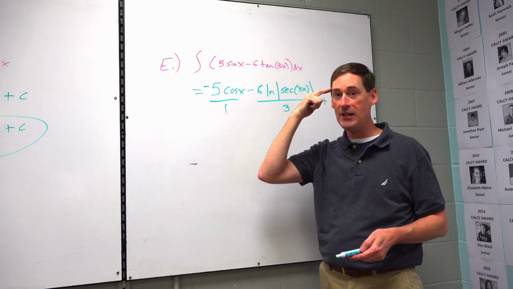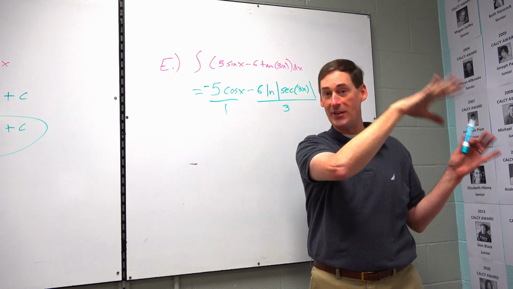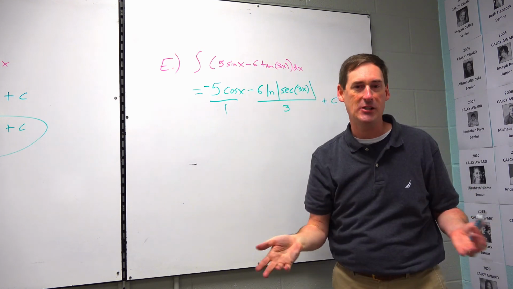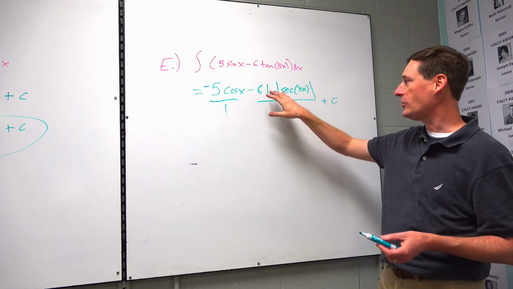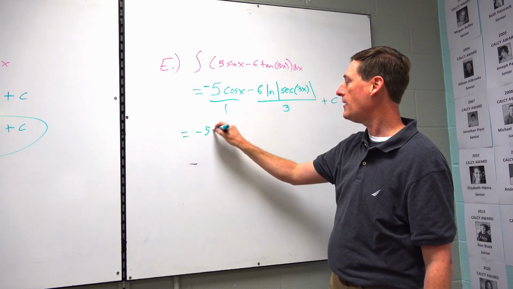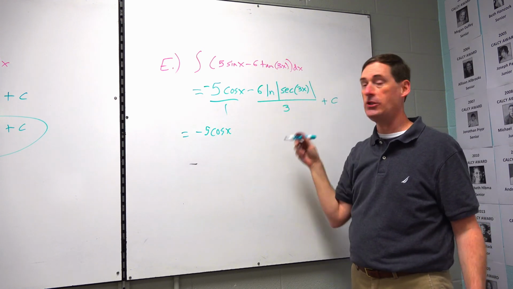You know what your brain does? Your brain is so used to the derivative of tangent is secant squared back in the old days that when you see tangent, your brain wants to spit out a secant squared, but it's not, okay? It's just natural log secant. Okay, I'm going to drop the 1. I'm going to make it -5 cosine of x. You're just going to memorize this rule. That's all it is. It's just a memory thing.